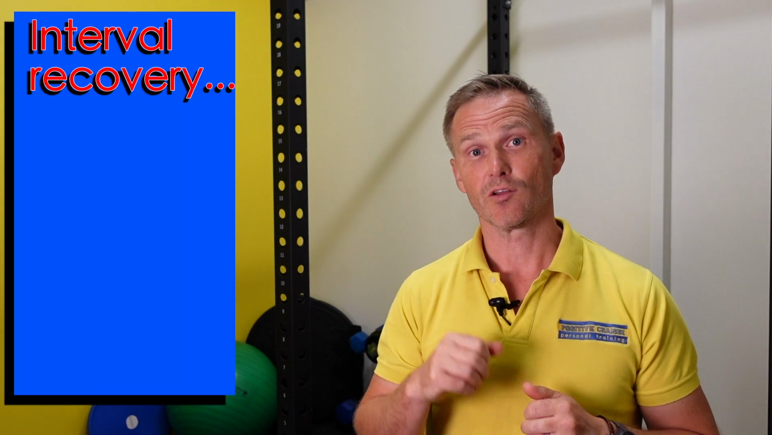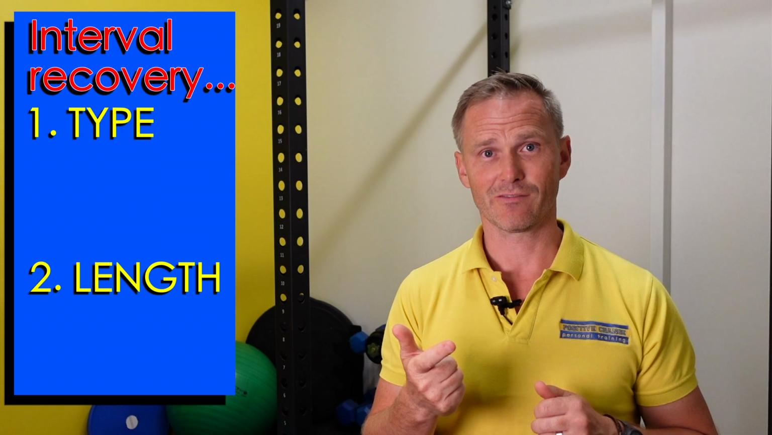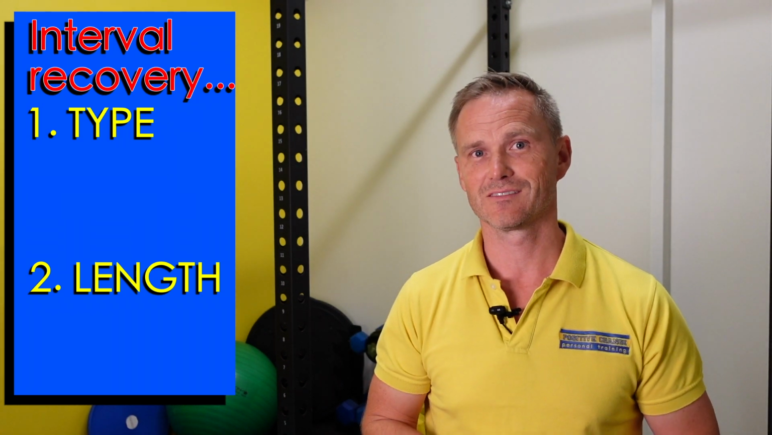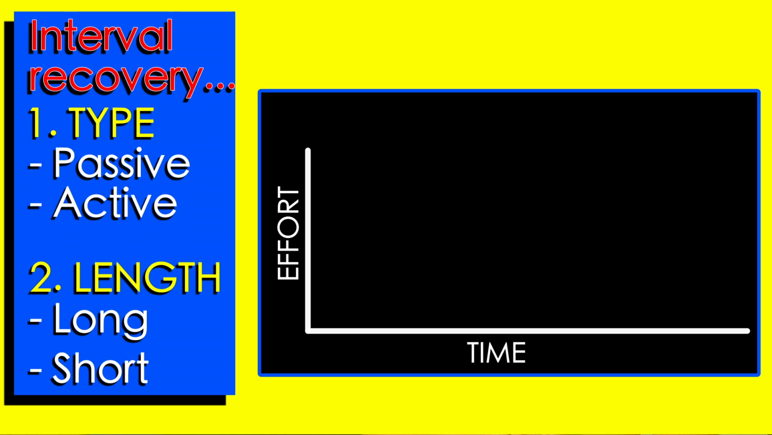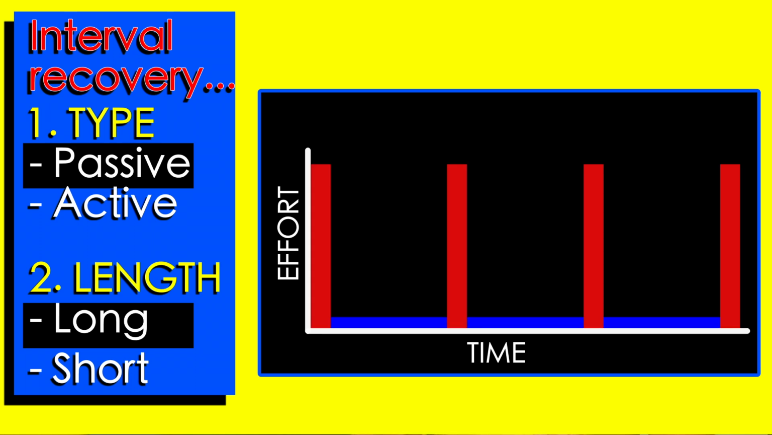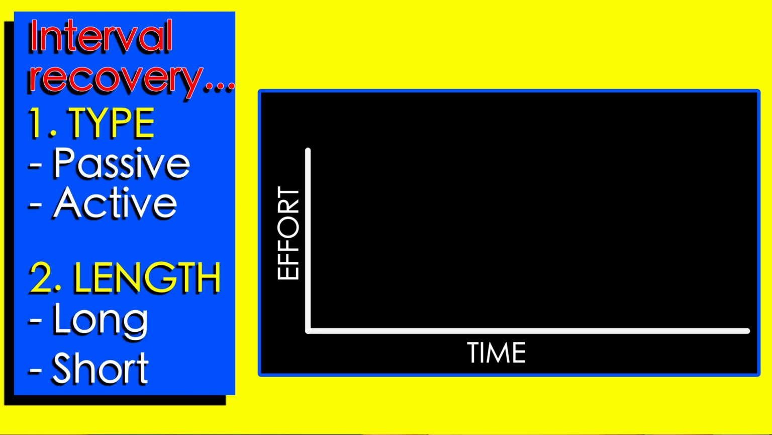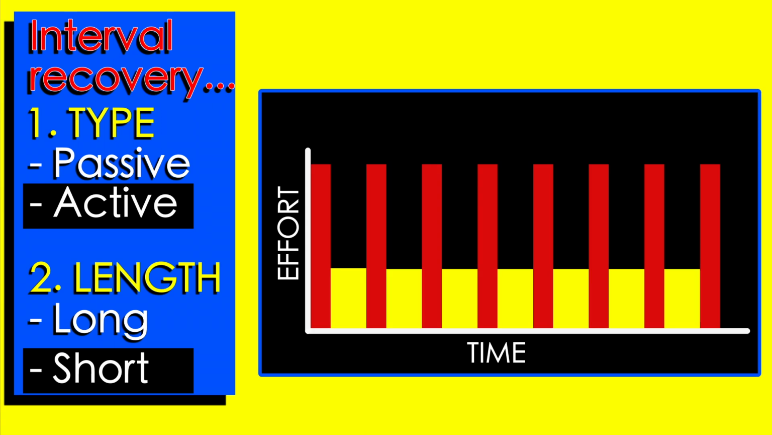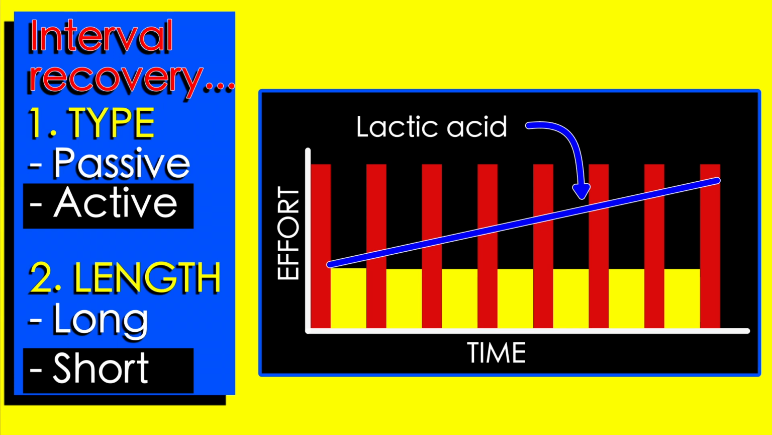Look, anyway, knowing the variables of type of recovery and length of recovery, we can create some very different types of interval recoveries. At one extreme, we can grab a passive recovery and add a really long recovery, which some purists believe is a true interval. While at the other end of approaching intervals, we could grab an active recovery and combine it with a short recovery, which others believe works better as the body has to deal with a huge amount of lactic acid.